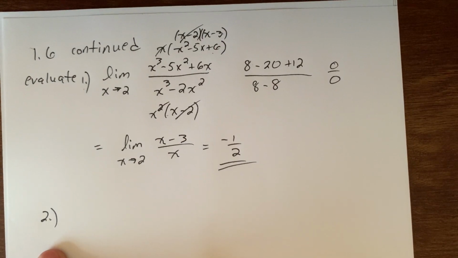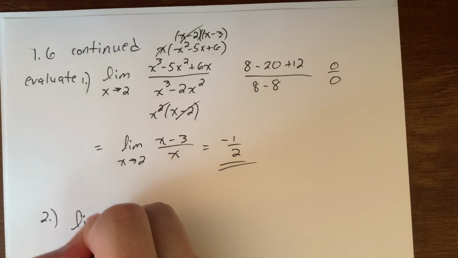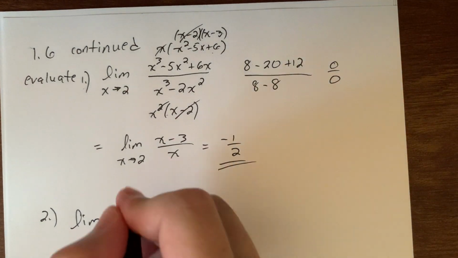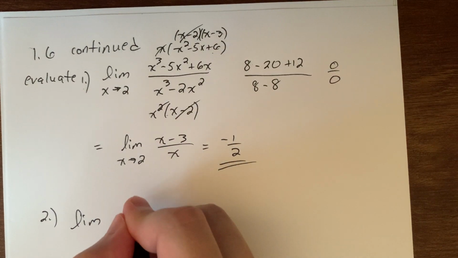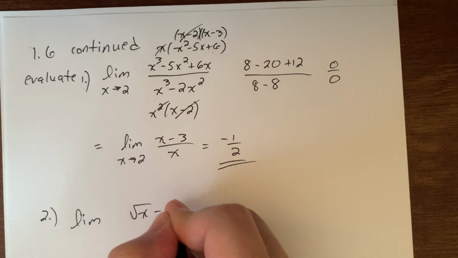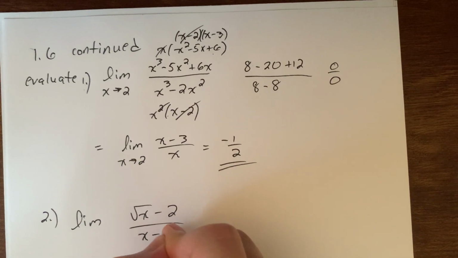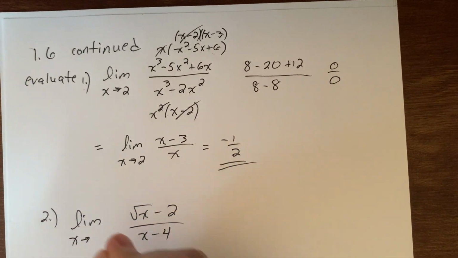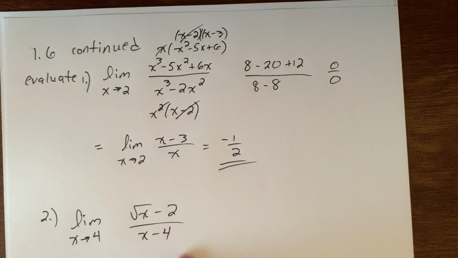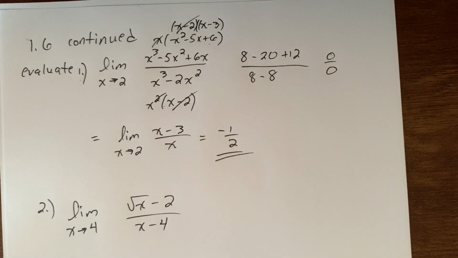And now let's keep going and let's see another situation. Let's take a look at the limit of, let's do radical x minus 2 all over x minus 4. And we'll do this one as x approaches 4.